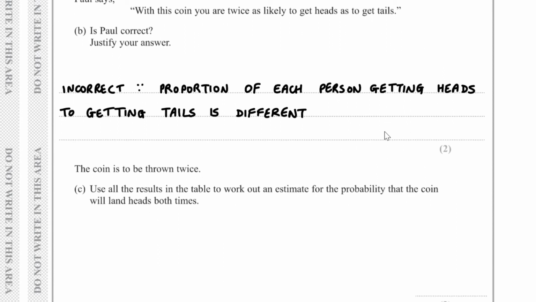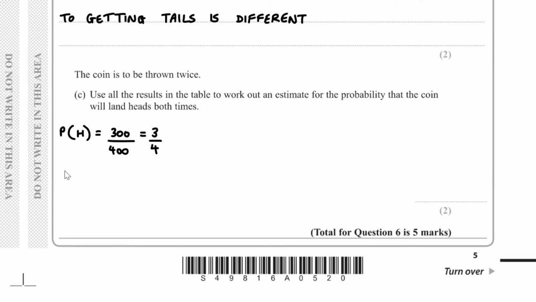So therefore, the probability of scoring one head is equal to 300 over 400, which is equal to 3 over 4. So therefore, the probability of scoring a head twice will equal 3 over 4 multiplied by another 3 over 4, which is 9 over 16. So we have 9 over 16 as our probability.